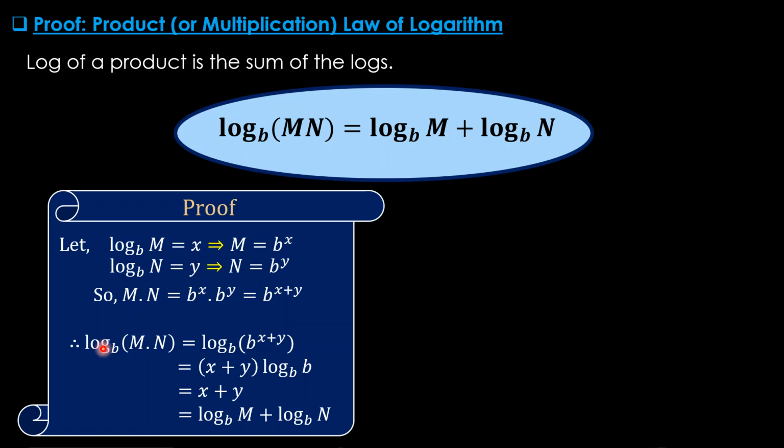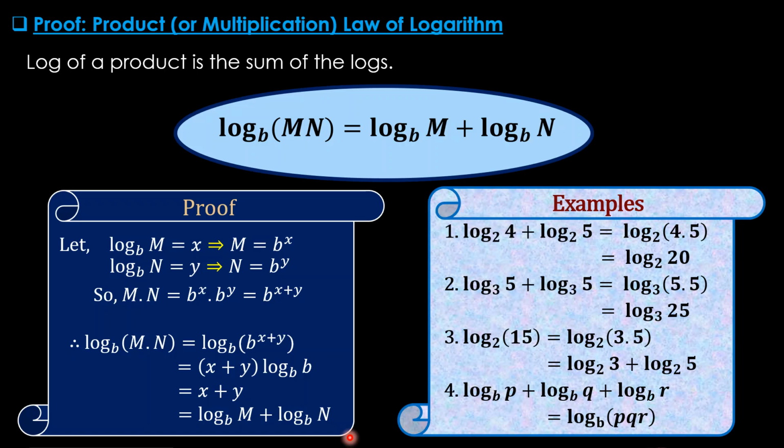Now if we take the logarithm of this relation, log mn equals log of b to the power x plus y. Then from b to the power x plus y we can write it as (x plus y) log b. So this is equal to x plus y, meaning log m plus log n.